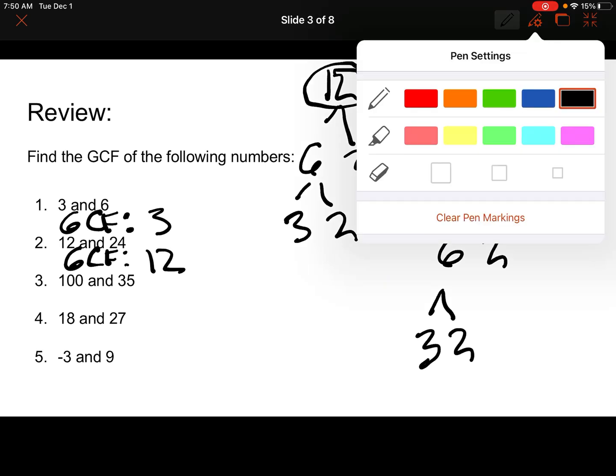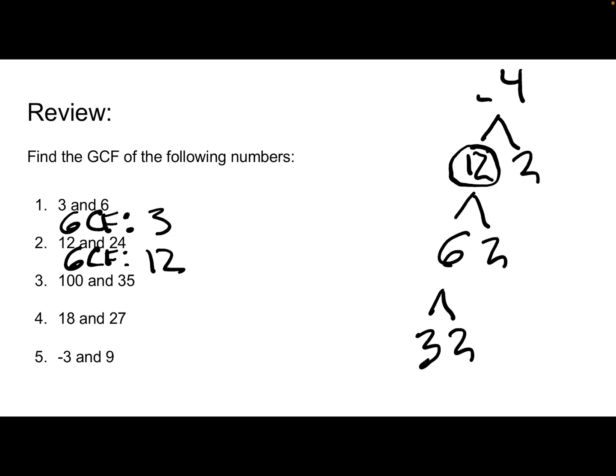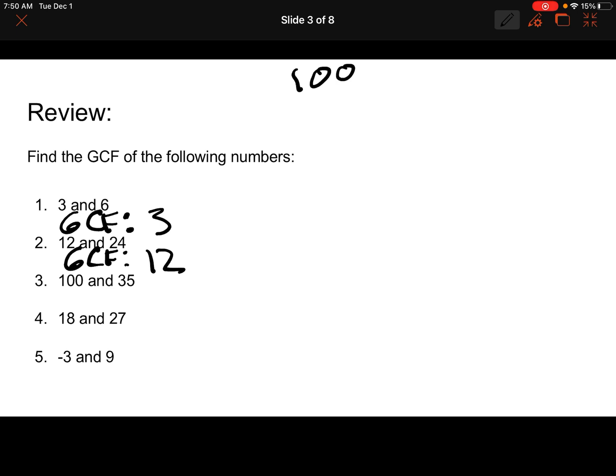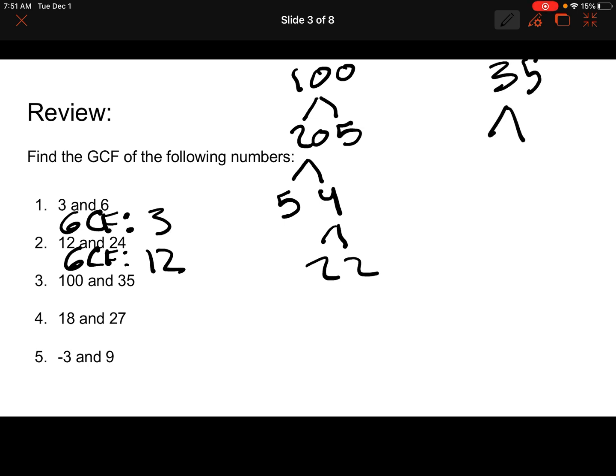Now let's look at 100 and 35. All right, so start with 100. 100 is divisible by 20 and 5. 20 is divisible by 5 and 4. And 4 is divisible by 2 and 2. Now 35. 35 is divisible by 7 and 5, and that's it. 7 and 5 are the only two numbers that divide into 35. So what's the largest number that both of these share? Well, it's indeed 5. We could circle 5 here, right? So 5 is the greatest common factor of 100 and 35.